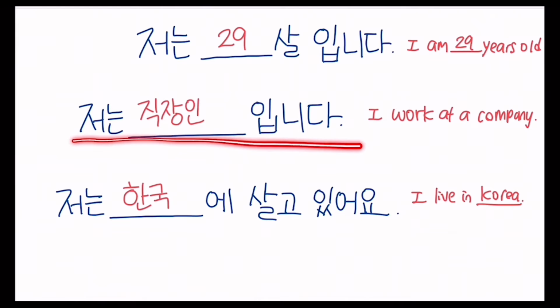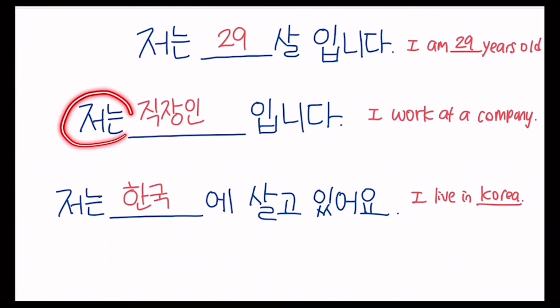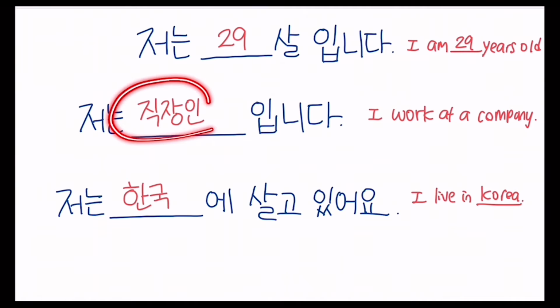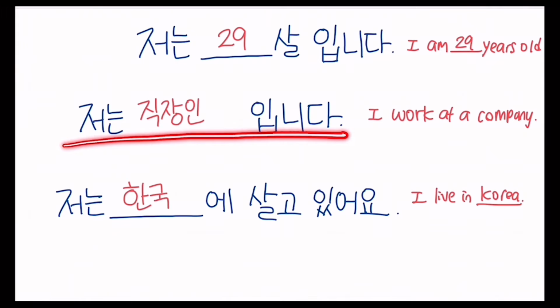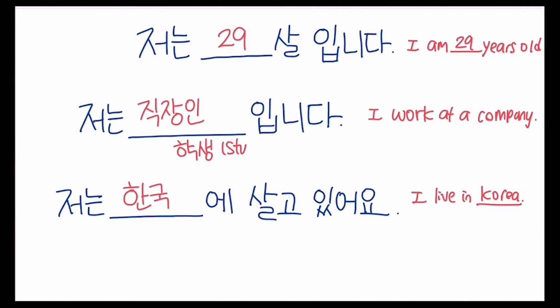저는 직장인입니다. 입니다 means I am. 직장인 means someone who works in a company. If you are a freelancer, you can just say 저는 프리랜서입니다. Or if you are a student, 저는 학생입니다. I'll just write 학생 over here. 학생, student. Ah, the good life of being a student, right? Enjoy it while you're a student.